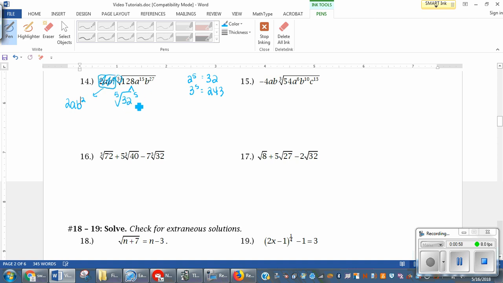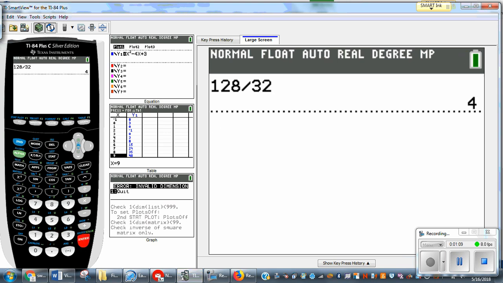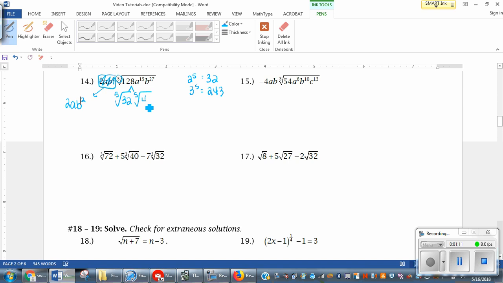And you want to ask yourself, well, 32 times what? And if you're not sure, what you can do is take 128 divided by 32. So we get 4, which means 4 times 32 is 128. Make sure you're putting the 5th root back on these.